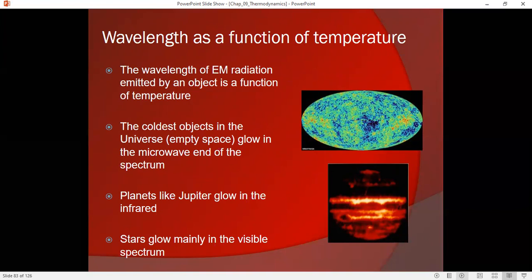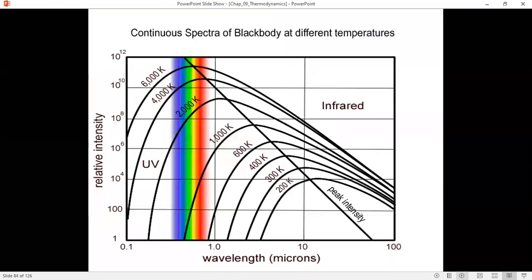We can measure the temperature of things simply by looking at the light that they give off. The universe is cold, so it gives off mostly microwave radiation. Planets tend to be warmer, and they give off infrared. As we go hotter and hotter, two things happen. One, more infrared light is given off, okay? This is a logarithmic scale, which means it goes up by powers of 10. On that vertical axis, the warmer something gets, the more light it gives off.